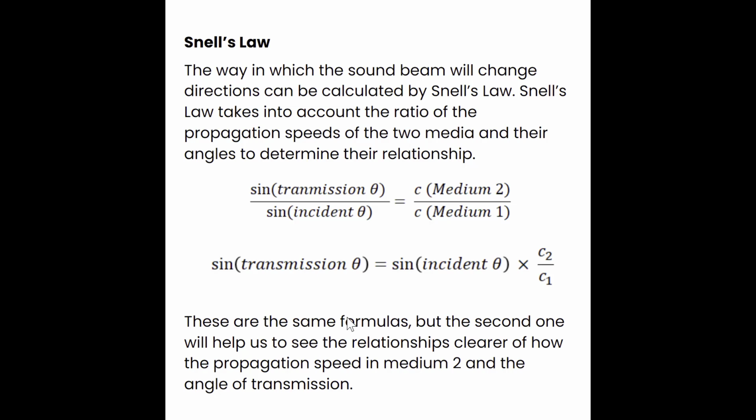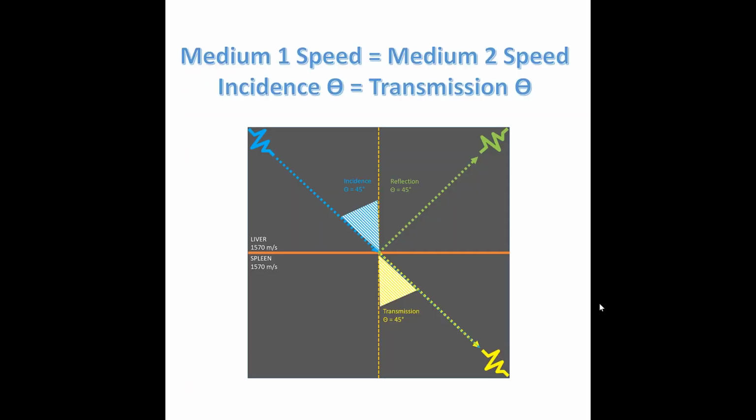So again, these are not formulas that you're going to be expected to calculate for a test or for your boards, but these are formulas that are going to help us to understand the core of what we need to know for ultrasound physics. Snell's law would help us calculate exactly what would happen with the transmission angle given any variance in speeds of the medium, but that's not what we need to focus on. There are only 3 scenarios that I want you to pay attention to and to know. The first scenario is when medium 1 speed is equal to medium 2 speed.